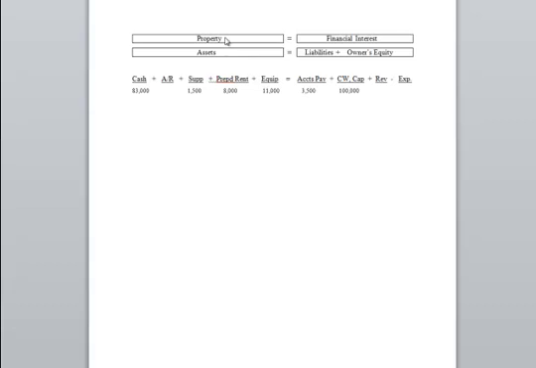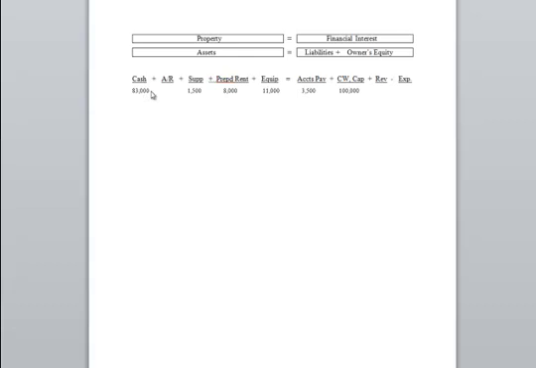Assets are the properties that we own, and the people that have a financial interest in our business are the people we owe money to, which we list as liabilities, and the owner who has put her own money in the business as well. So I've added a few more accounts. So let's take a look.